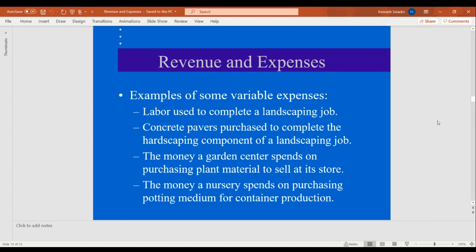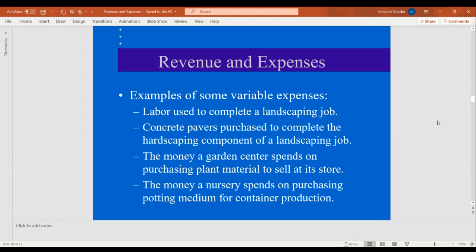Another example would be concrete pavers that a landscaper would need to purchase in order to complete maybe a patio or something like that. That would be another example of a variable expense. The money that a garden center spends on purchasing plant material that it sells would be a variable expense, because in order to sell more plants at the garden center, it has to purchase more plants from a vendor.